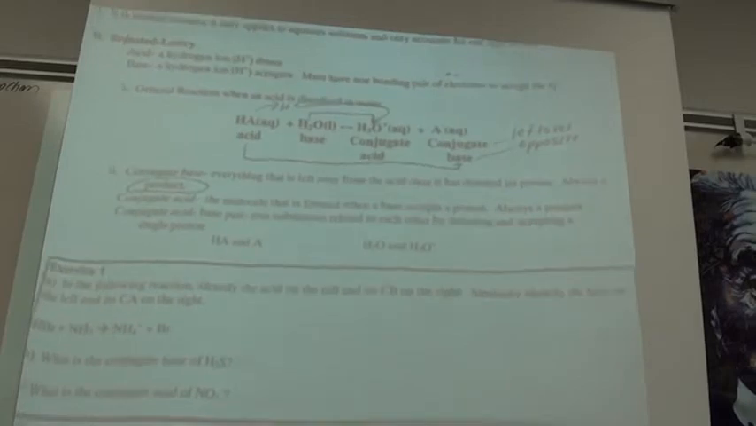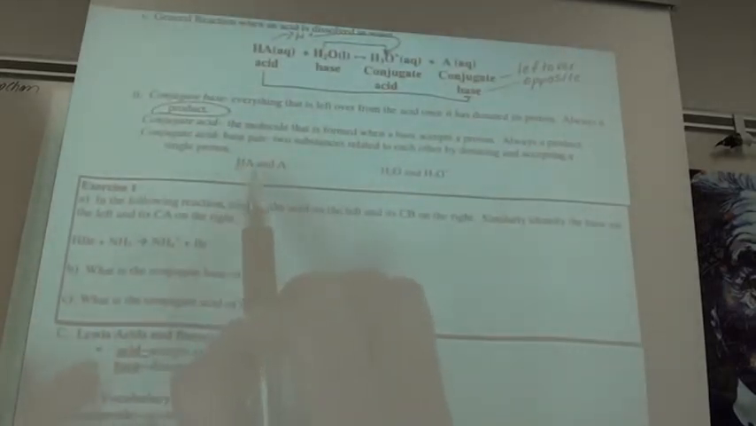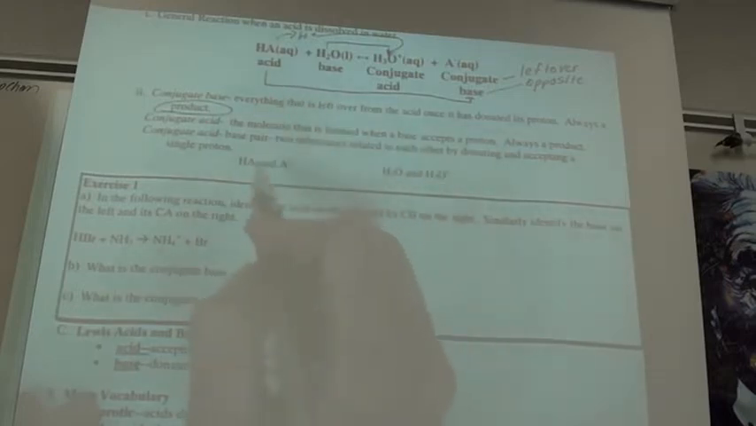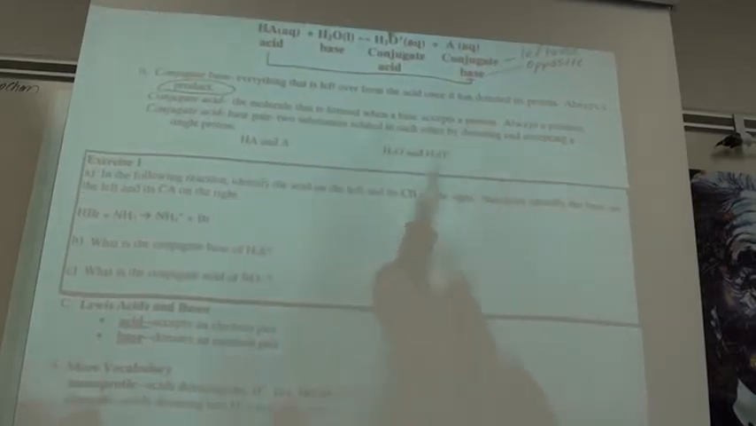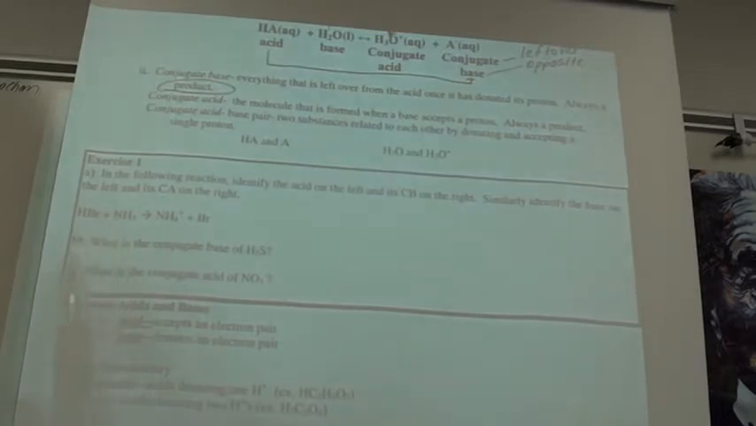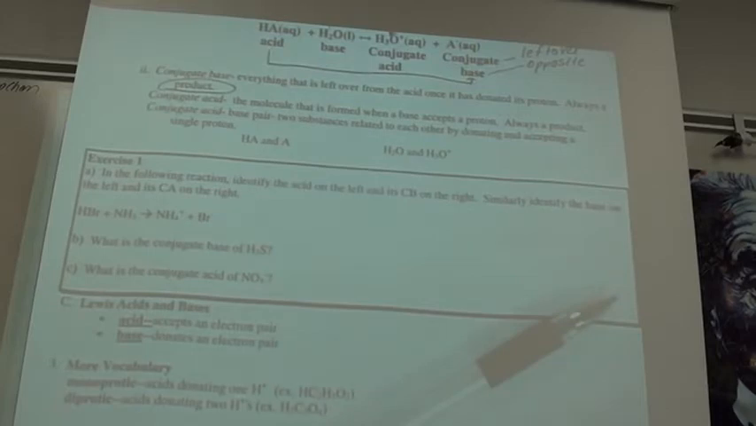Okay? So, you need to know that there are always pairs. Here you have the acid and its conjugate base, the base and its conjugate acid. Make sure you can pair them up. In the following reaction, identify the acid on the left and the conjugate base on the right. Now, B and C are separate and do not follow this equation. A, directions here. Figure this out right now. You have a minute and a half to do so.